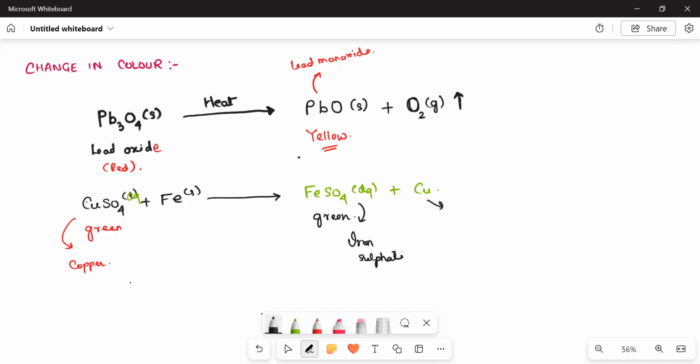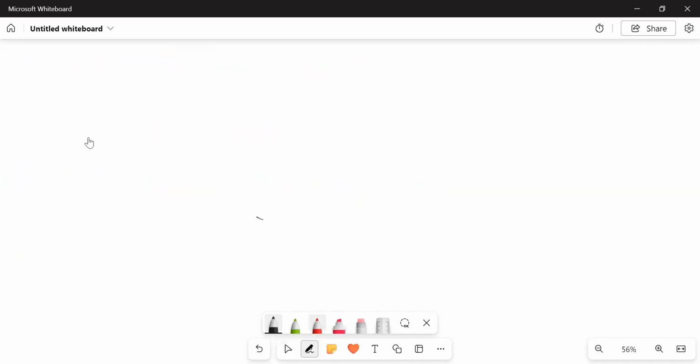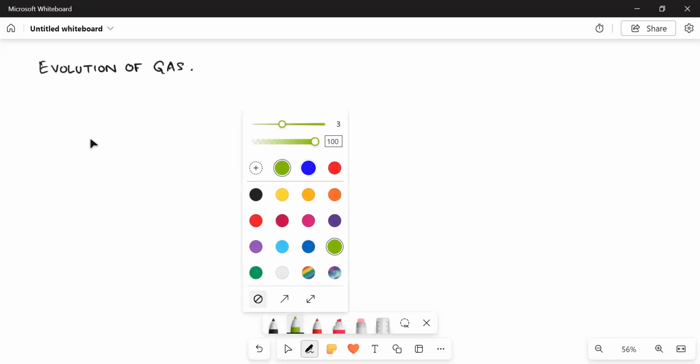Let's move ahead. Now, as we move ahead, we'll go to the next one. Our next example is this one. What was it? Evolution of gas. Let's talk about this evolution of gas. What is this evolution of gas?